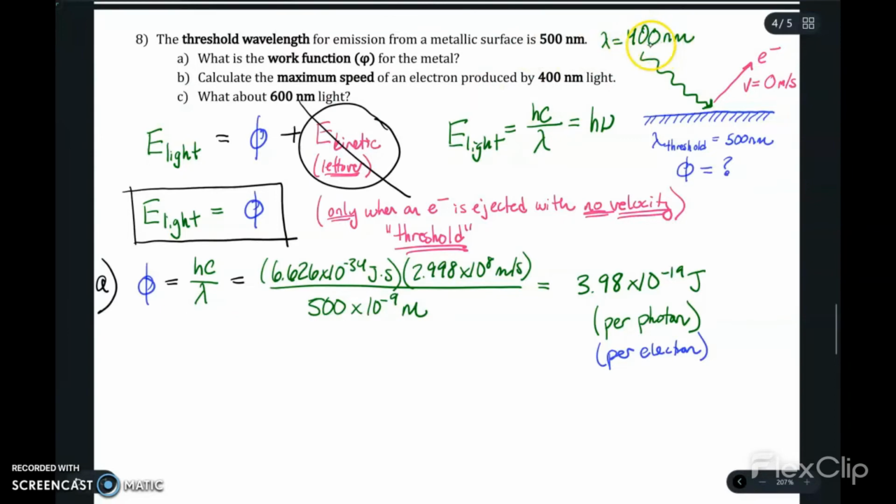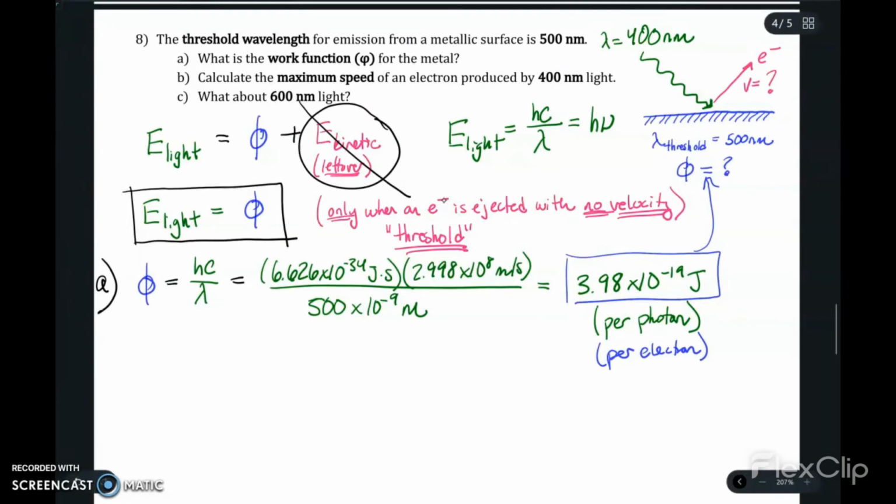So 400 nanometer light should have plenty of energy to match this work function that we just solved for, right? This work function value is this. But that 400 nanometer light is going to have more energy than the 500 nanometer light had. So it has not only the energy to provide for the work function, but it's going to have some amount left over. And so this now means that our velocity is no longer going to be zero when we eject this electron. It's going to have some value based off of how much energy is left over.